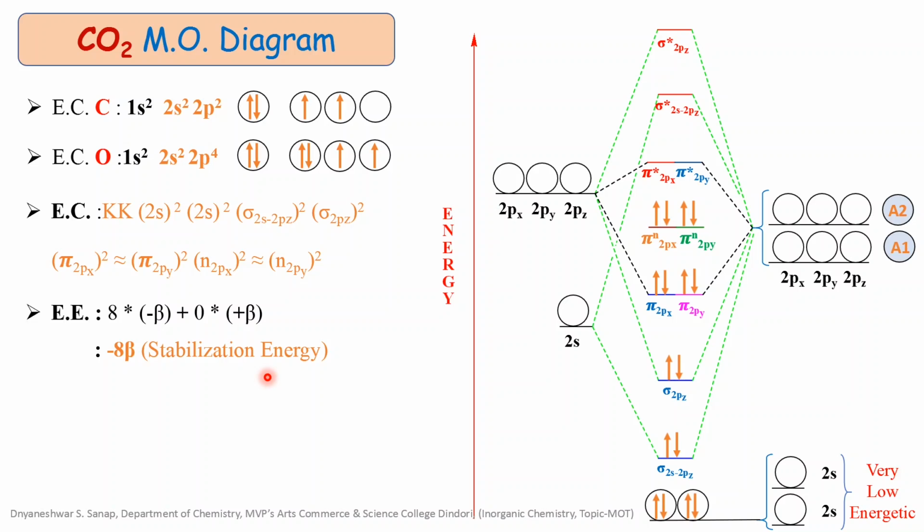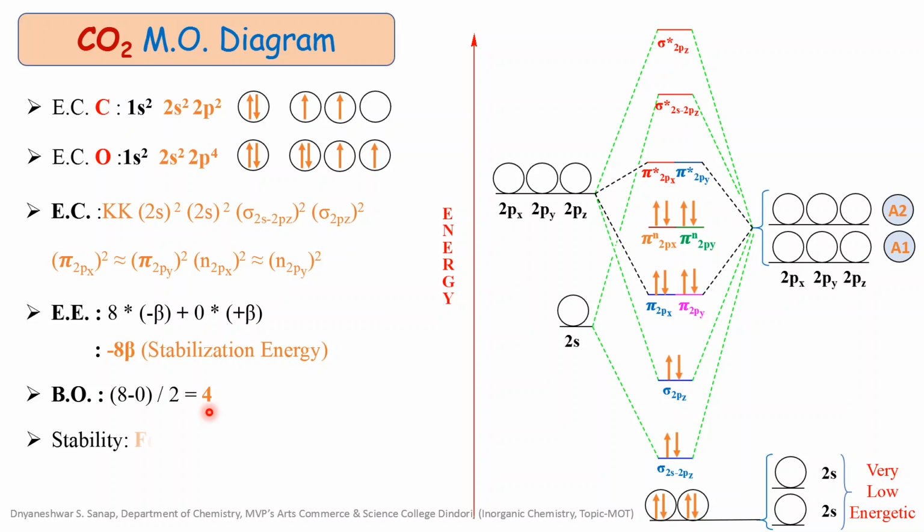The next important point is calculation of bond order. Basically, bond order is calculated by using the formula: number of electrons in bonding molecular orbitals minus number of electrons in antibonding molecular orbitals, divided by 2. We get the value of 4. That means there is formation of 4 bonds between the carbon and 2 oxygen atoms during the formation of the CO2 molecule. Out of these 4 bonds, 2 bonds are sigma bonds that we discussed at the start of the video, and 2 bonds are pi bonds.